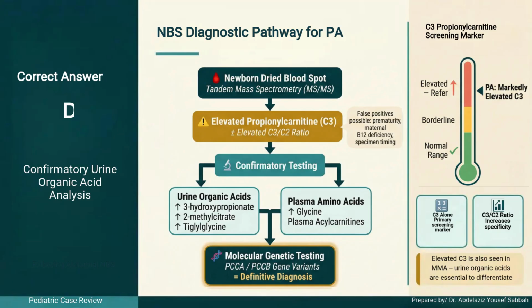False positives are possible from prematurity, maternal vitamin B12 deficiency, and specimen timing. Confirmatory testing includes urine organic acids looking for elevated 3-hydroxypropionate, 2-methylcitrate, and tigloglycine, plus plasma amino acids showing elevated glycine and plasma acylcarnitines. Molecular genetic testing of the PCCA and PCCB genes provides the definitive diagnosis. Remember that elevated C3 is also seen in methylmalonic acidemia, so urine organic acids are essential to differentiate the two conditions.